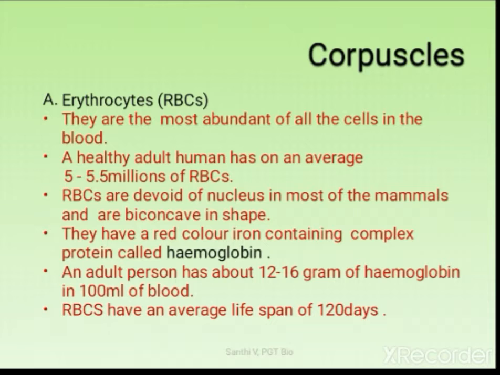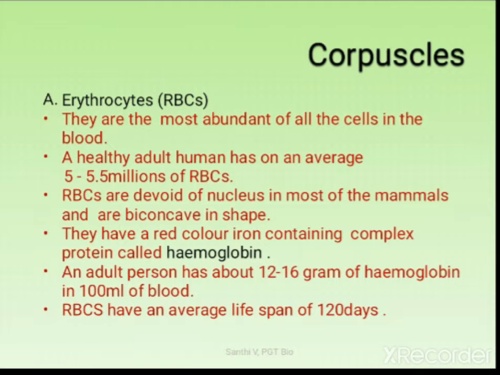Let us study the different types of corpuscles. First, the erythrocyte or RBC, red blood corpuscle. They are the most abundant of the cells, and because of them blood is red in color. An adult healthy human being has an average of 5 to 5.5 million RBCs per cubic millimeter. In mammals, mature RBCs do not have a nucleus, but when they are young they have a nucleus. Later they lose it, so RBCs do not have the capacity to divide.